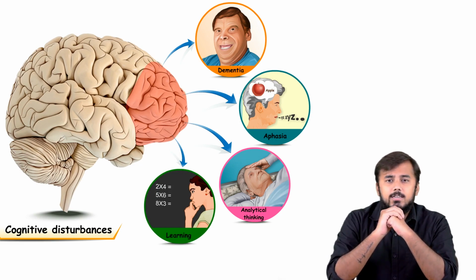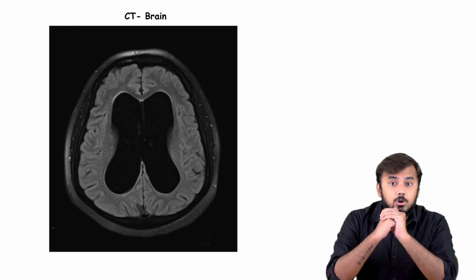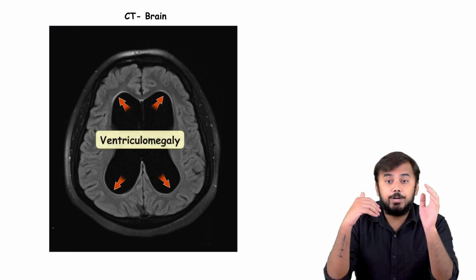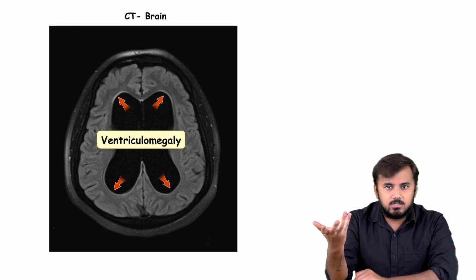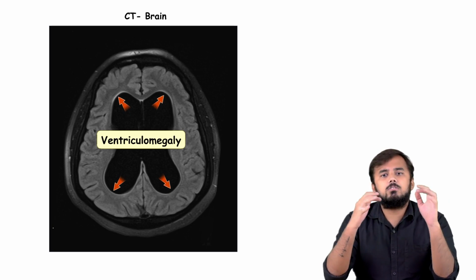Now, the doctor performed a CT scan. In the CT scan, the doctor was shocked to see that the ventricles of the brain are enlarged. There is ventriculomegaly. You very well know that within the ventricles we have CSF, cerebrospinal fluid. So if there is more cerebrospinal fluid in the ventricles, obviously the ventricles will stretch out.